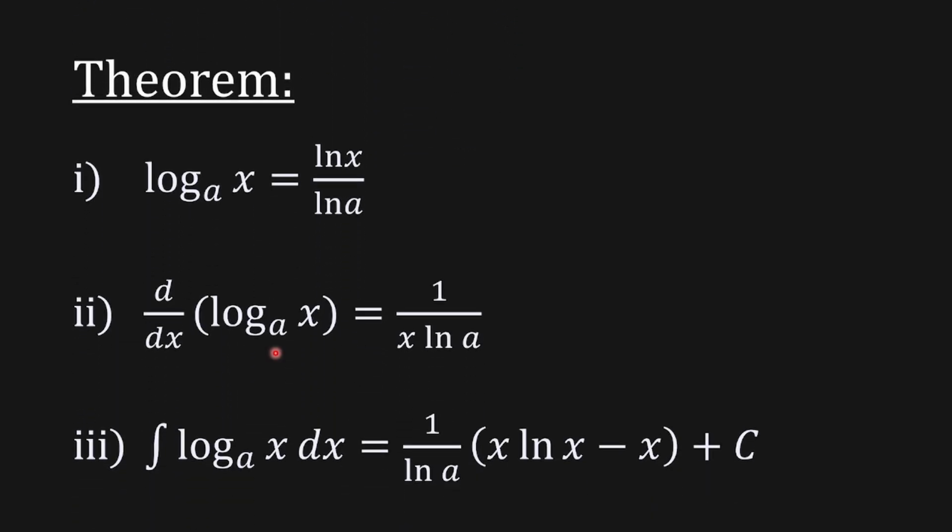Alright, theorems. For point 1, log sub a of x is equal to ln x over ln a. This is called the change of base formula. For anybody in pre-calc or calc AB, this is pretty useful. You're going to need to use this. For point 2, the derivative of log sub a of x is equal to 1 over x times ln a. And for point 3, the integral of log sub a of x dx is equal to 1 over ln a times x ln x minus x plus c.